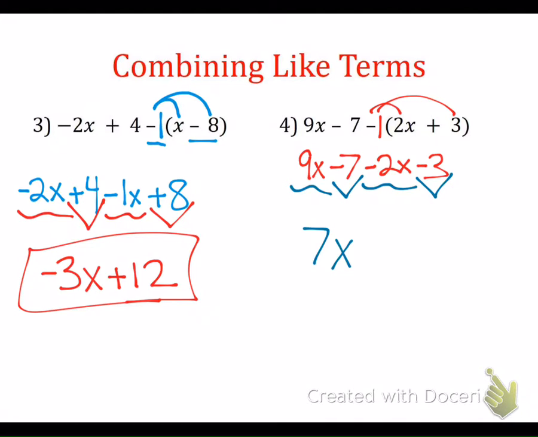So, like, if you owe someone $7 and you owe someone else $3, you're in the hole $10, right? Same idea here. Both negative. Add them, keep the negative sign.